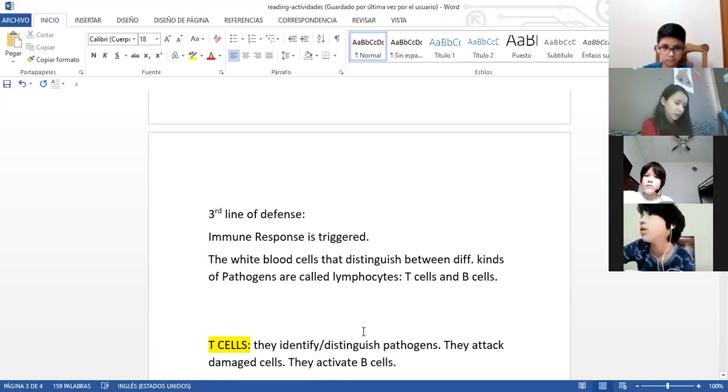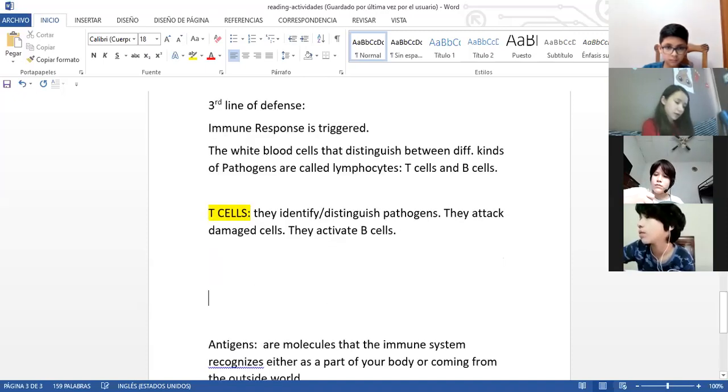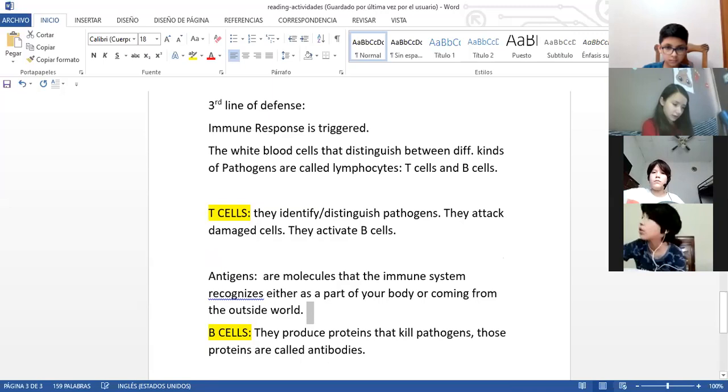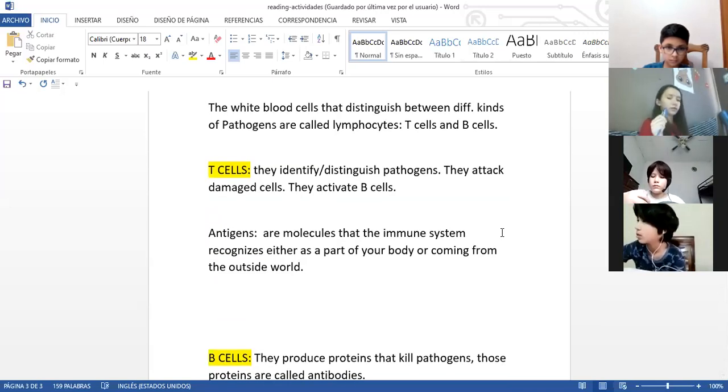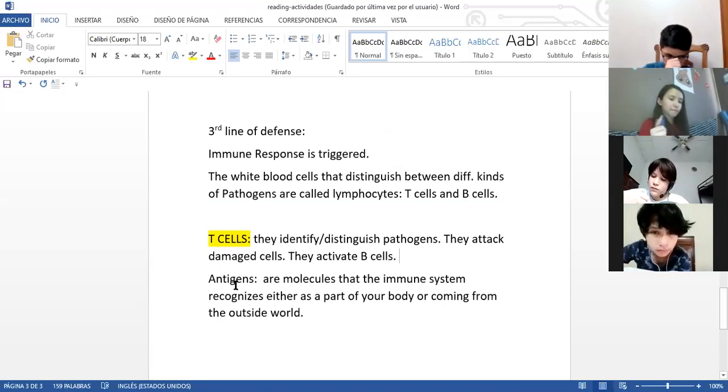Okay, kids, now let's go and write the definition for antigen in our notebooks. So antigens are molecules that the immune system recognizes as either part of our body or coming from the outside world.